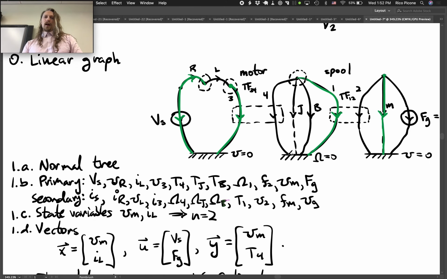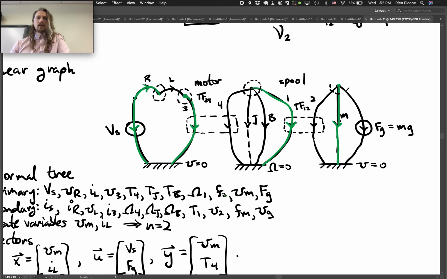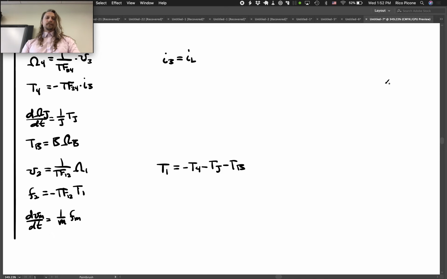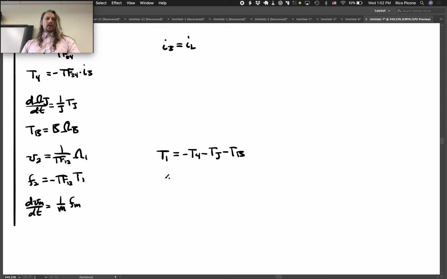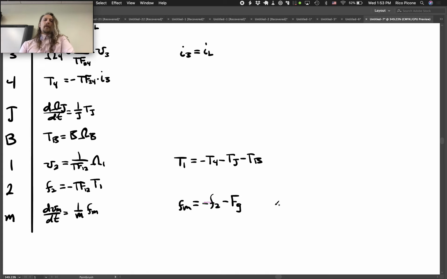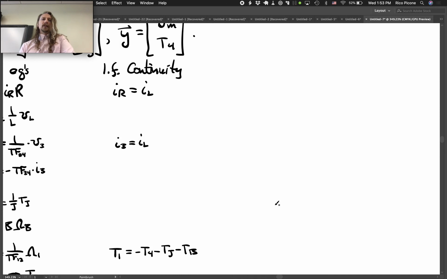And we've got this one here, which tells us that FM equals everything going in, which is nothing, so everything is going out: negative F2 minus FG. So I have FM equals negative F2 minus FG. Okay, great. Now we have our compatibility equations.